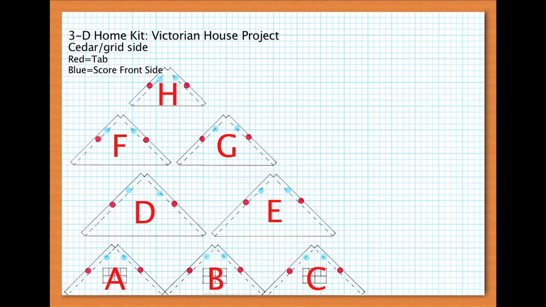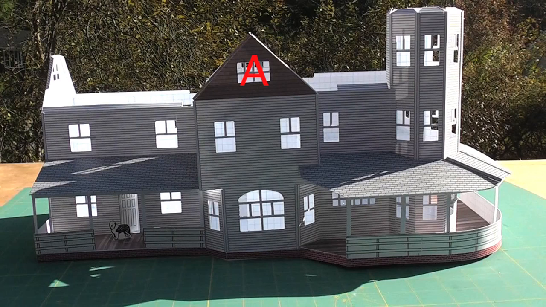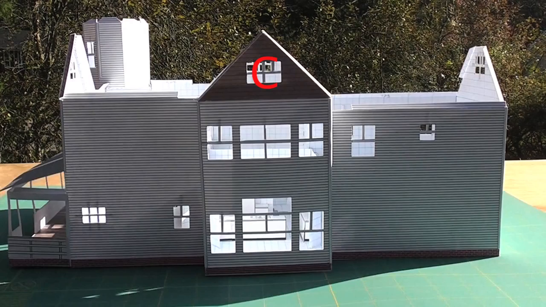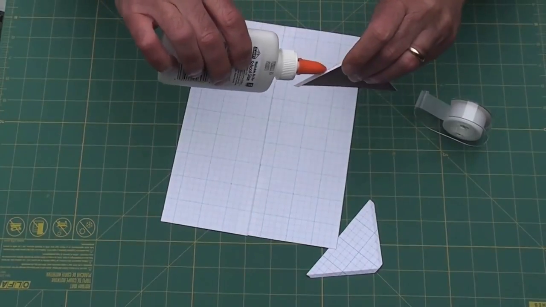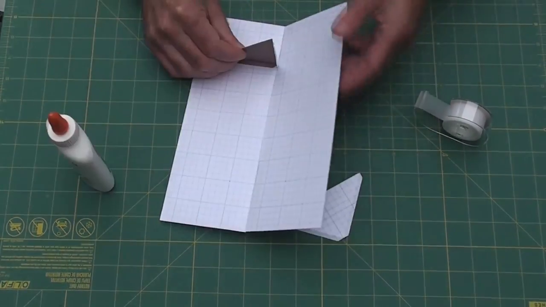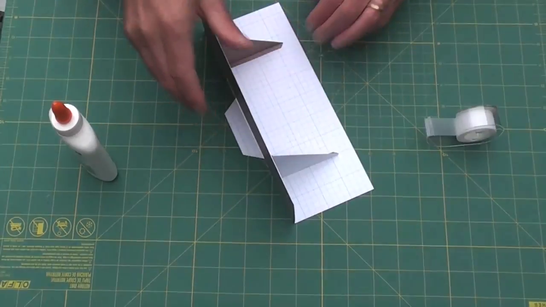This is the grid side of the cedar sheet. It is used for the three gable ends at the top of the siding. Since there is extra material, it is also used to make the roof trusses. Glue the trusses in place to support the roof sections.